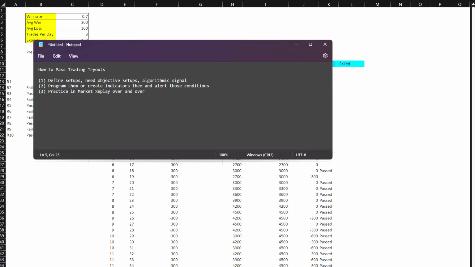Sierra Chart also has a replay. Sierra Chart, I don't use it. I know it can be very complex, probably not the most efficient use of your time. So probably NinjaTrader is that balance. Okay, that's the way I'm approaching it.